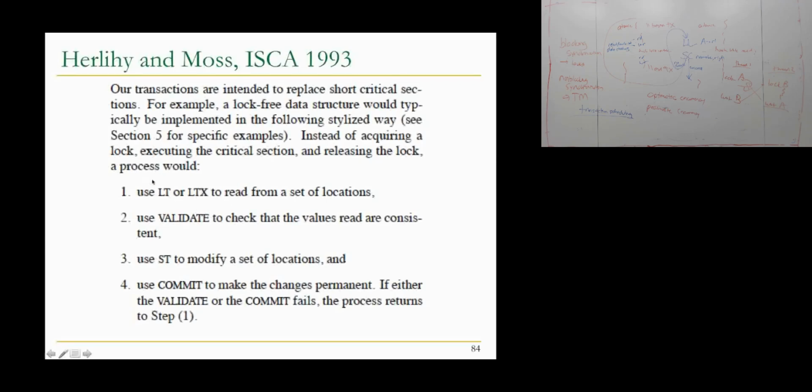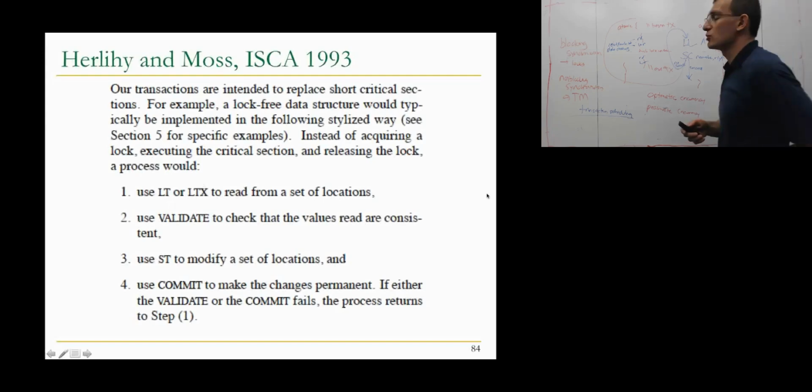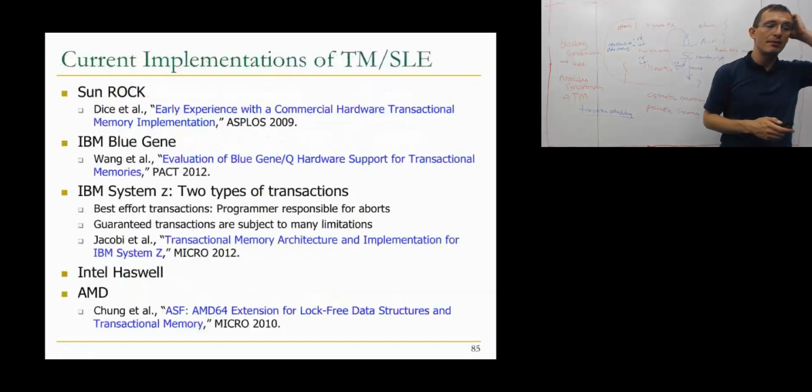So there's no lock. You see, you start by doing load transactional. And then you do validate to check that the values read are consistent. Validate means if no one has updated them, that's okay. They're consistent because they check the transaction cache. Use store to modify a set of locations, and use commit to make the changes permanent. If either the validate or the commit fails, the process returns to step 1. There you go. That's the atomic part of it. Okay? So you can read the paper in more detail. This is the beginning of transactional memory.